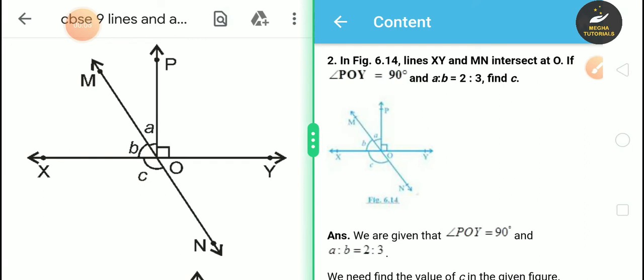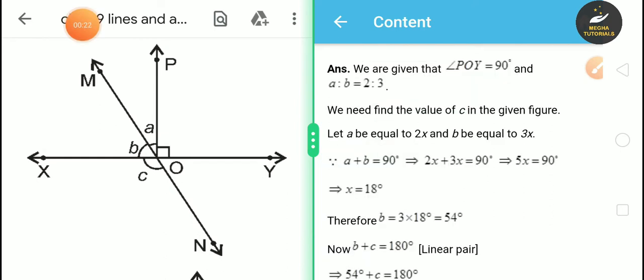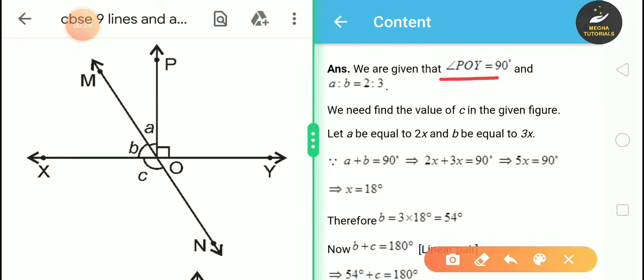Question 2. In figure 6.14, lines XY and MN intersect at O. If angle POY is equal to 90 degrees and a is to b is equal to 2 is to 3, then find c. So it is given that angle POY is equal to 90 degrees and a is to b is 2 is to 3.